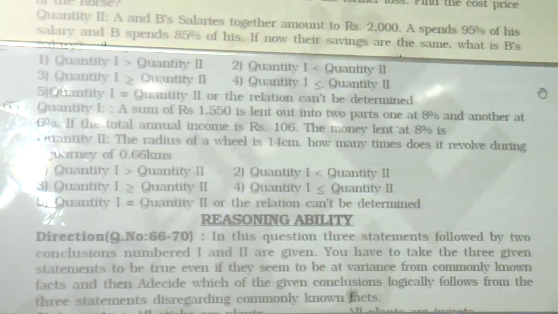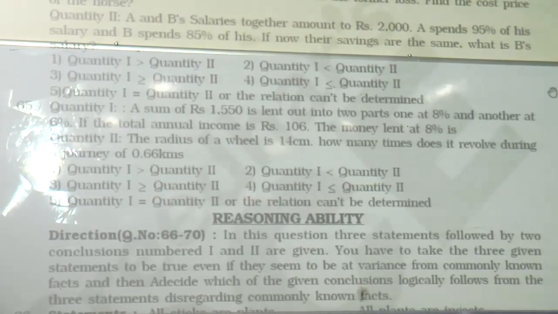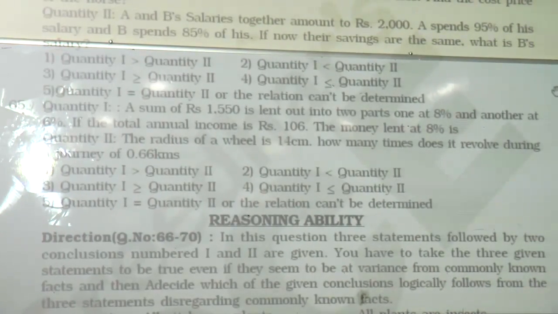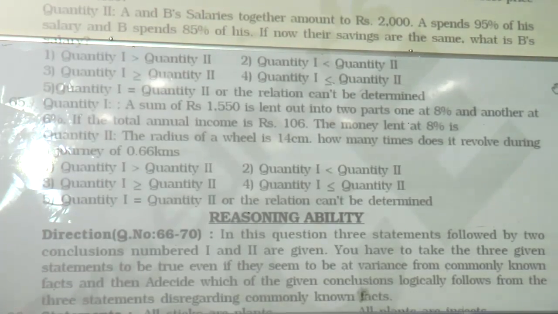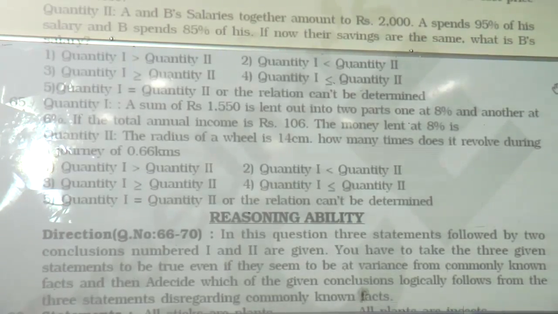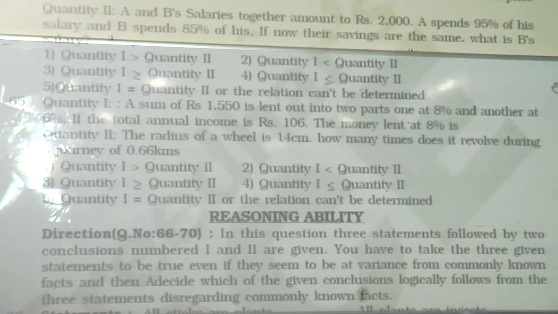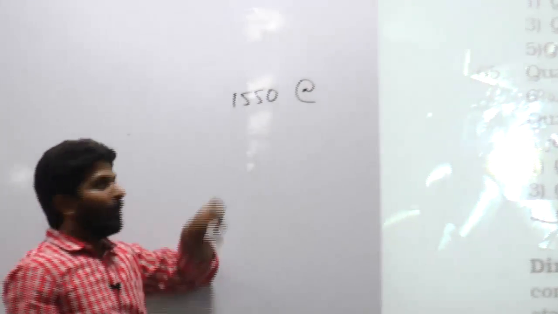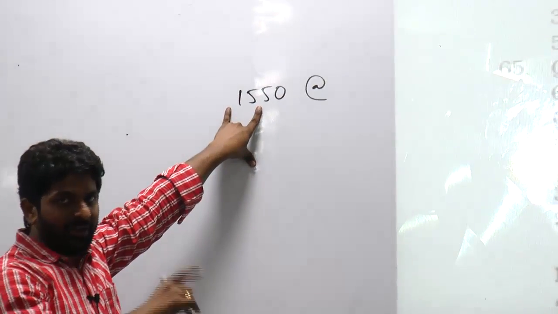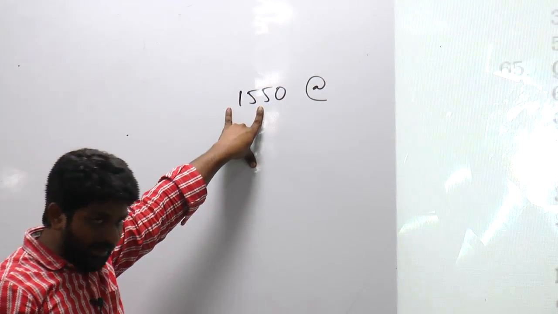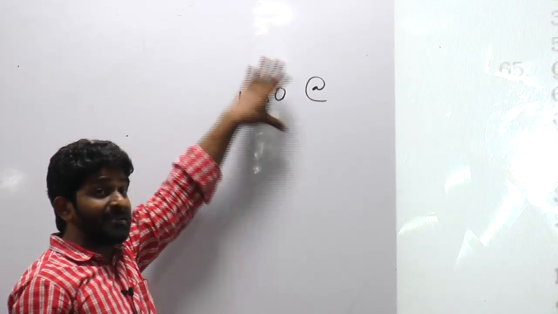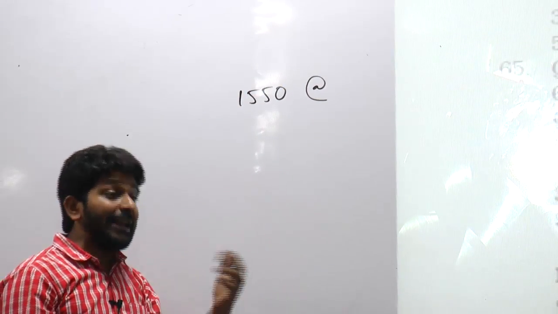Quantity 1. A sum of 1550 is lent out in 2 parts, one at 8% per annum, another at 6%. If the total annual income is 106, find the money lent at 8%. We'll go for the reverse method. As you are asked to calculate the money lent at 8%, let's give the total amount to 6%. So if the total amount 1550 is invested at 6% per annum, what about 1% of this number? 15.5. 6% will be 93. If the total amount is invested at 6%, we would get 93 rupees.